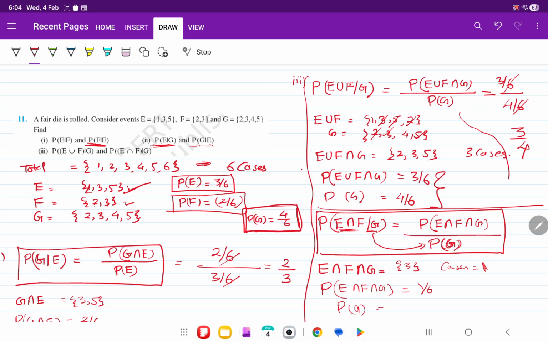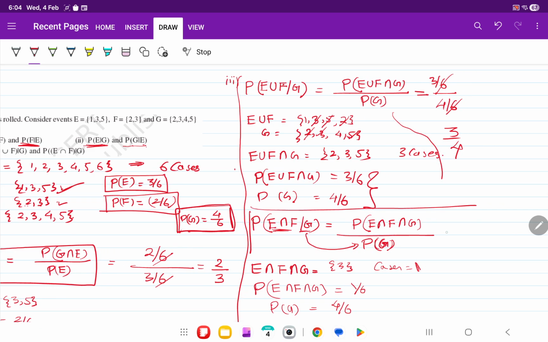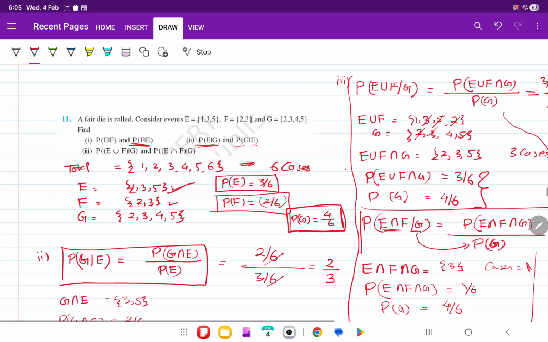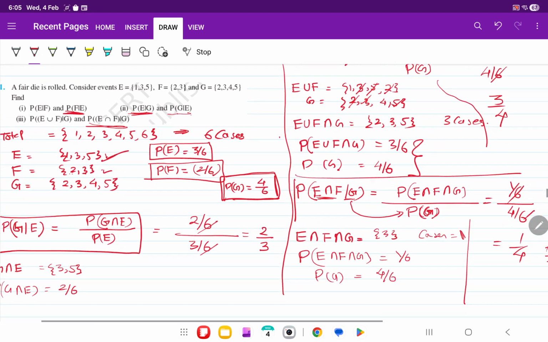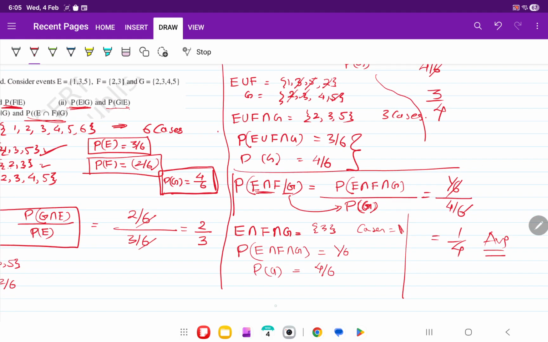And PG we already did, 4 by 6. Correct? So can I put these two in this formula, which we were using to find probability? Correct? So let me write down. This will be 1 by 6 divided by 4 by 6, which is nothing but 6 and 6 cancel, 1 by 4. This is the answer. So this is the second part of the third part. Okay, so this is how we are solving. You practice this question again.